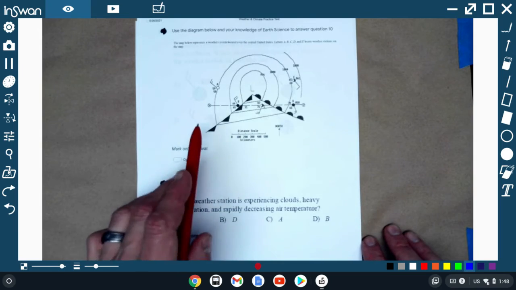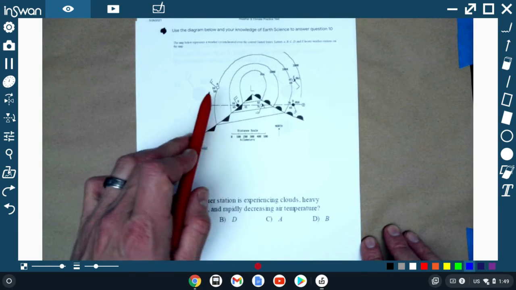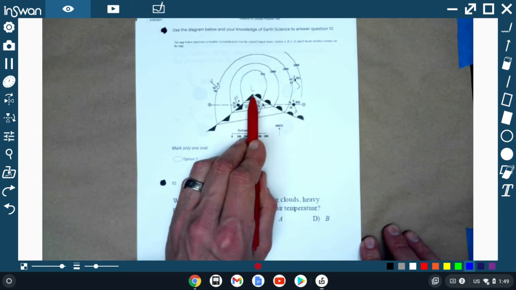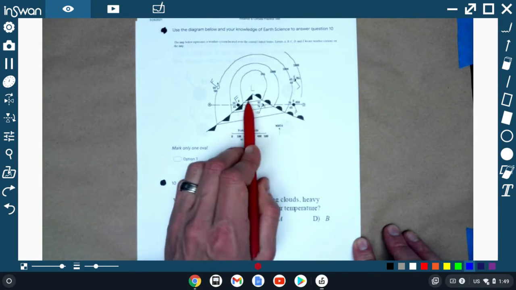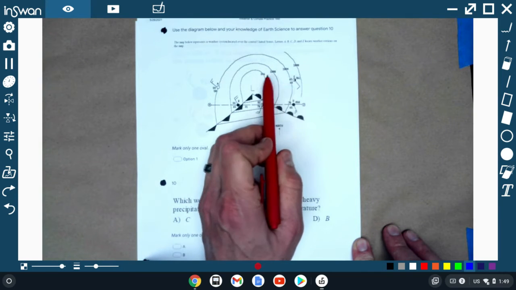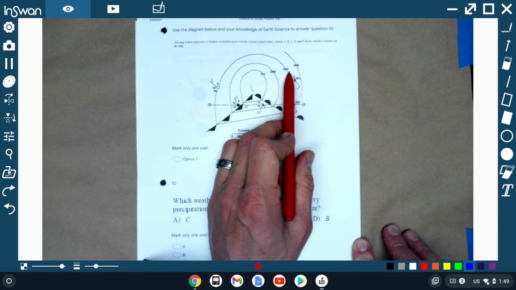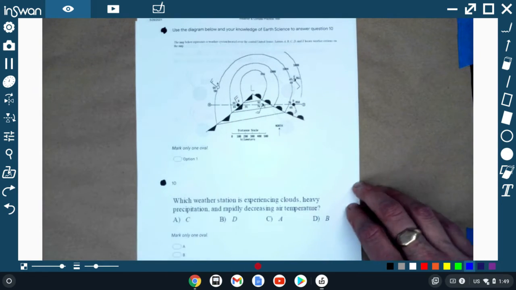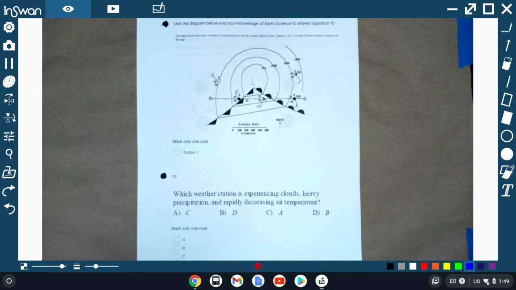Number 10 here, we have a weather map. We have different locations, A, B, C, and D. They're going to ask us some questions. We have our low pressure there. We have our warm front, a cold front. We also have the different air pressures here, 996, 1000, 1004, and 1008. Each one of those locations has different little information on it. And so the question is, which weather station is experiencing clouds, heavy precipitation, and rapidly decreasing temperature?